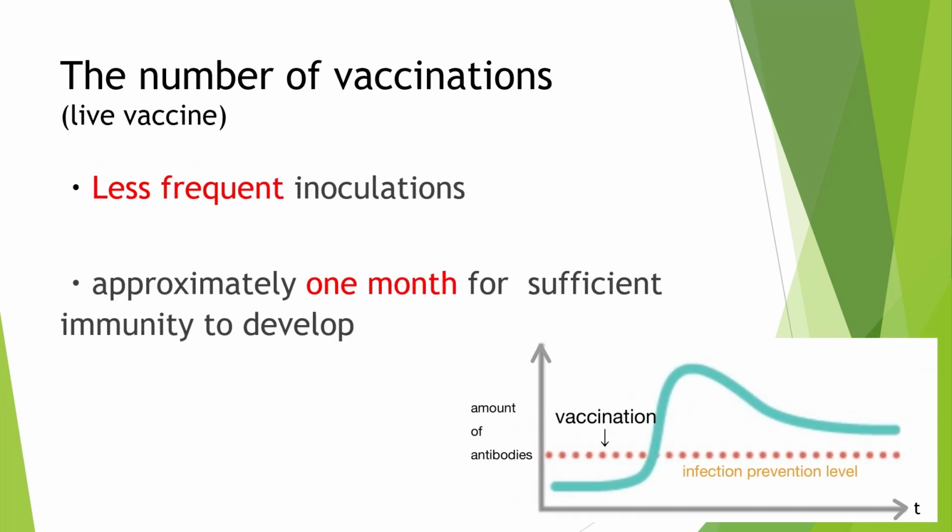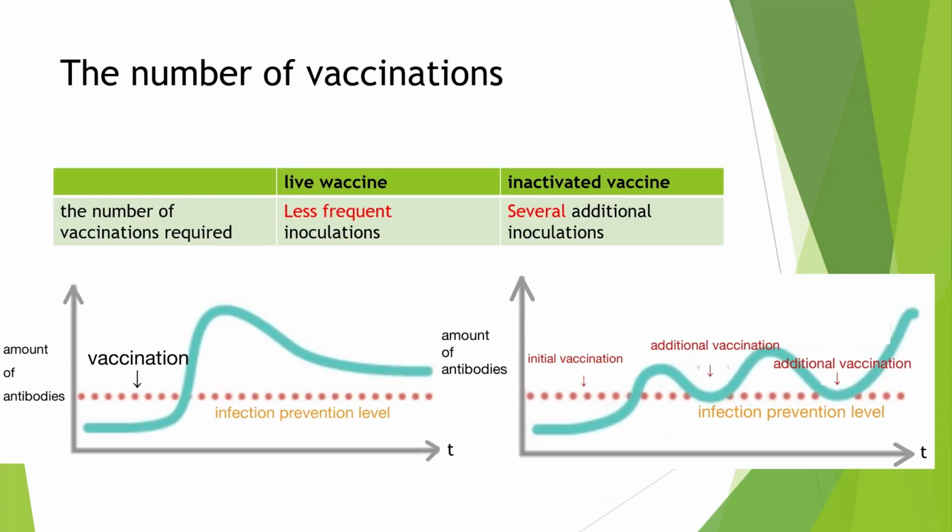In the case of live vaccines, less frequent inoculations are required because viruses and bacteria with weakened virulence multiply in the body to build up immunity. It takes approximately 1 month for sufficient immunity to develop. From this slide, you can see that the number of vaccinations will differ.